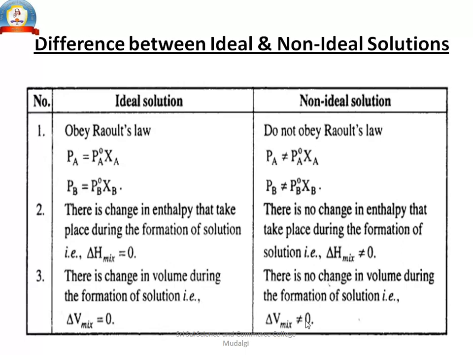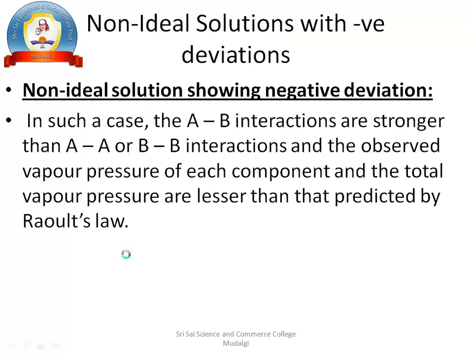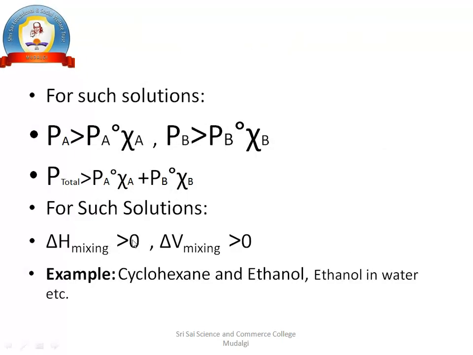Now, sometimes the question that may be asked in the examination is the differences between ideal solution and non-ideal solution. Sometimes they may ask the differences between ideal solution as well as non-ideal solution with positive or negative deviation. So here you can see the differences. For negative deviation, Pa is lesser than P naught A into mole fraction of A, and delta H mixing is lesser than 0, delta V mixing is lesser than 0. If they ask for ideal solution, this will be equal to 0. If it is for positive deviation, that means delta H mixing will be greater than 0 and delta V mixing will also be greater than 0.